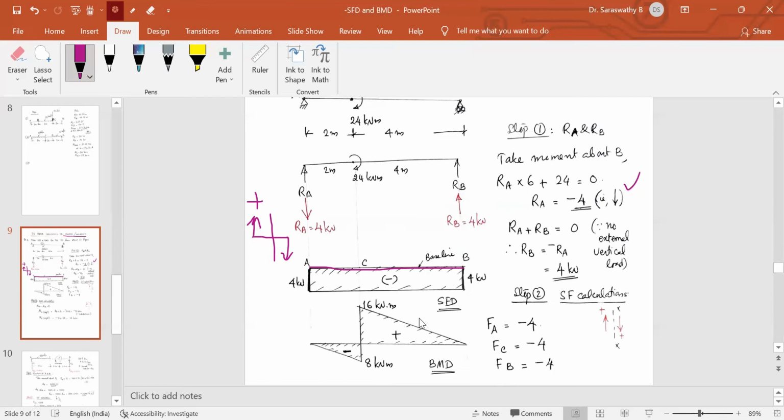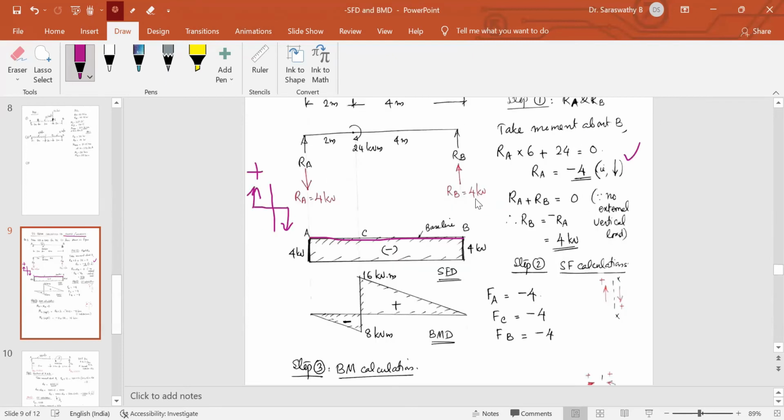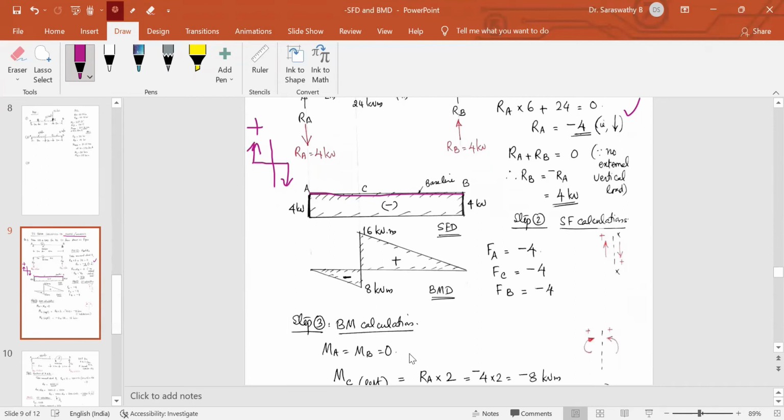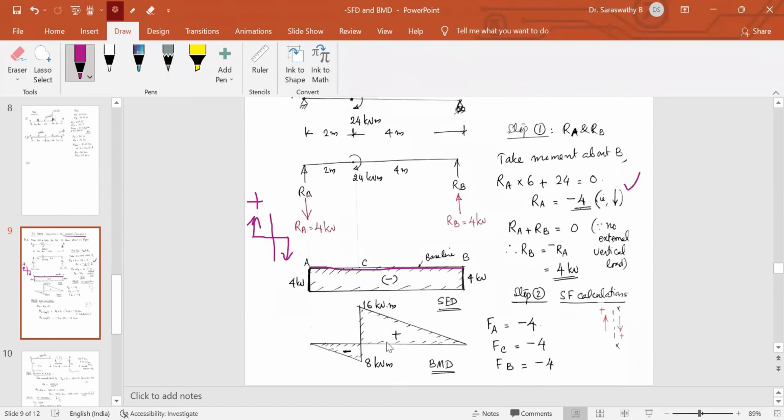Now coming to bending moment. We know for a simply supported beam, the moment at supports A and B is 0. So moments at A and B are 0. Now coming to this point C. At this point C, a moment is acting. So as in the case of the shear force diagram, when there are point loads, we consider just to the left and just to the right. Here we have to consider just to the left of this point.